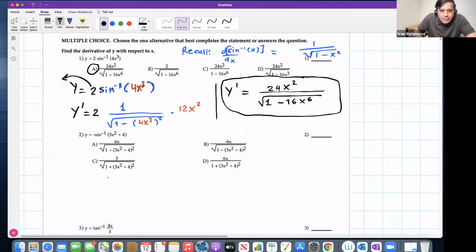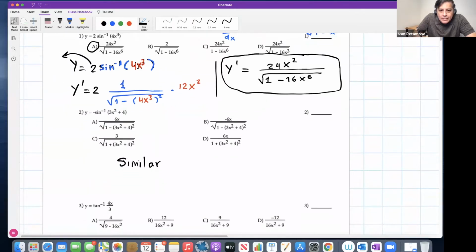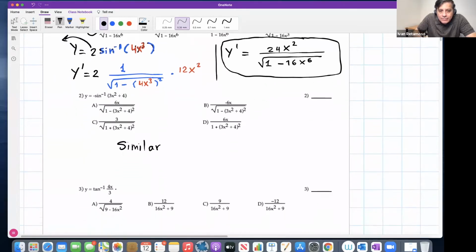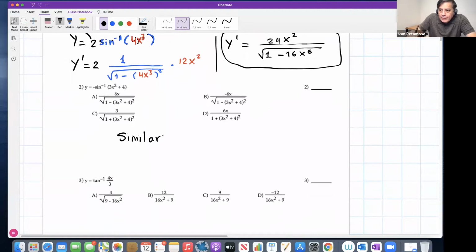Crystal clear. Number 2 now. This is similar to this, so I am going to skip this. Okay, so I'm already similar, but if you feel like I shouldn't skip, I should do it, let me know and I will do it, right? But it's very similar, sine inverse, right? So this should be okay. Let's go to number 3, which is tangent inverse, a different form. Tangent inverse.